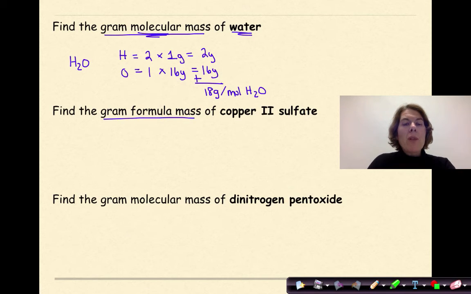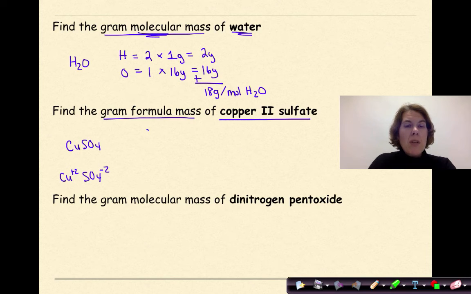Find the gram formula mass of copper 2 sulfate. So we know that the formula for copper 2 sulfate is CuSO4. Now a little reminder, how do we find that? Well, we know that SO4 is going to be minus 2 because that's on Table E of our reference tables. Since the name states copper 2 sulfate, we know it must be Cu plus 2 because that Roman numeral tells us what the charge is on the copper. So now that I know that I have the correct formula, I can line my elements up. So Cu, S, and oxygen.